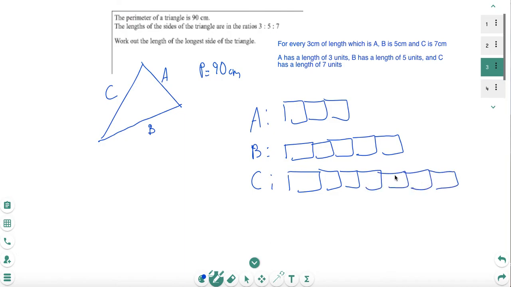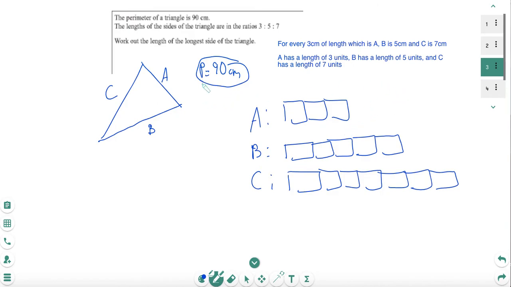Okay, now let's have a look. The perimeter of the triangle is 90 centimeters. Does that mean A is 90 centimeters long? Does it mean B is 90 centimeters long? C is 90 centimeters long? Or the whole thing is 90 centimeters long?